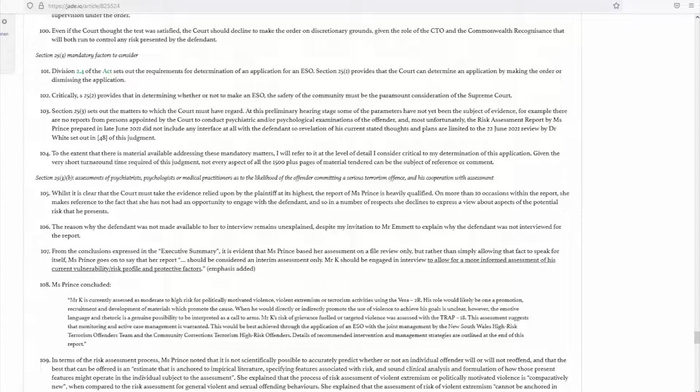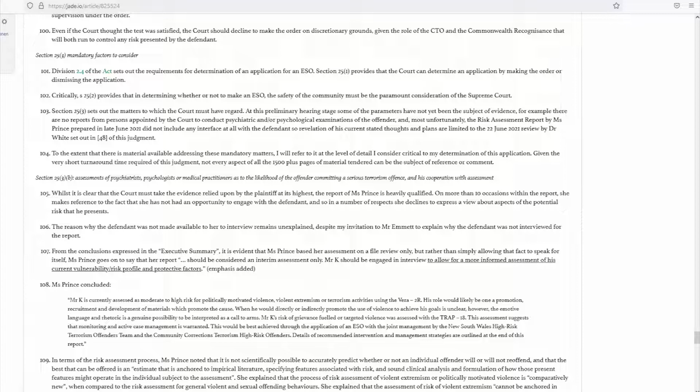At this preliminary hearing stage, some of the parameters have not yet been the subject of evidence. For example, there are no reports from persons appointed by the court to conduct psychiatric or psychological examinations of the offender. And most unfortunately, the risk assessment report by Ms. Prince, prepared late June 2021, did not include any interface at all with the defendant, so revelation of his current stated thoughts and plans are limited to the 22 June 2021 review by Dr. White set out in 48 of this judgment.